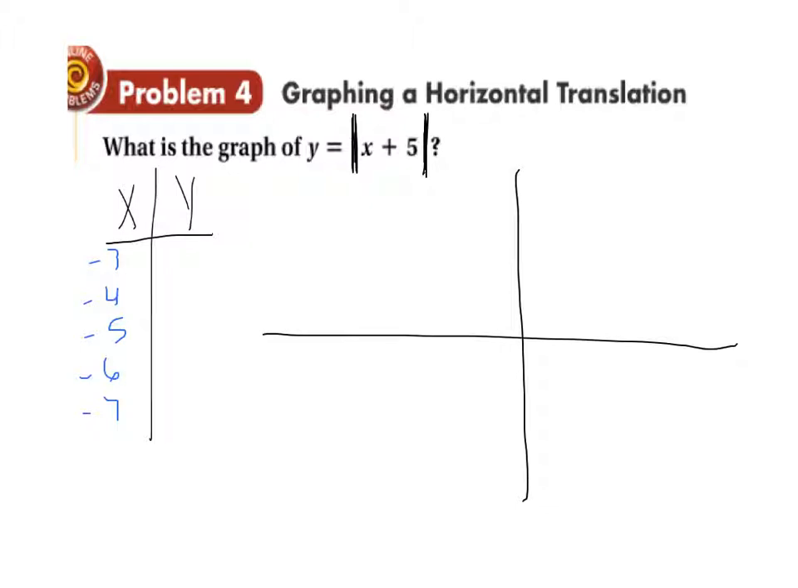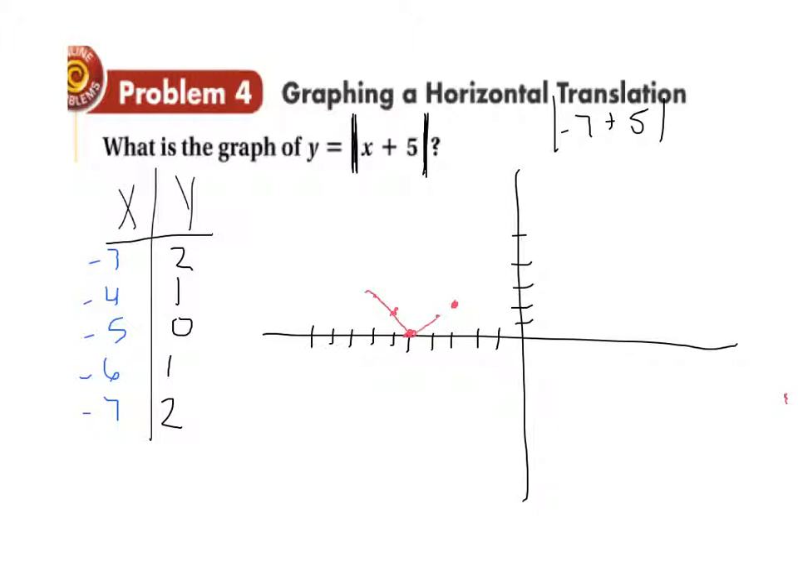So for the first one, I would just plug -7 into my equation, and then figure out -7 plus 5 is -2, and the absolute value of -2 is +2. So I have my table filled out. Now I'm going to plot my points. So at -3, I moved +2, so about right here. At -4, I moved +1. At -5, I didn't move up at all. At -6, I moved up 1. At -7, I moved up 2.